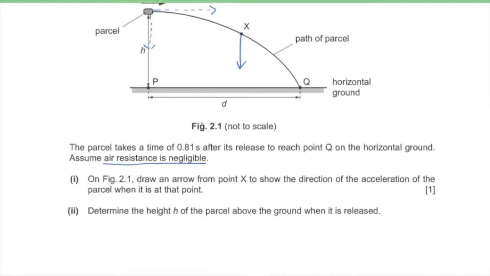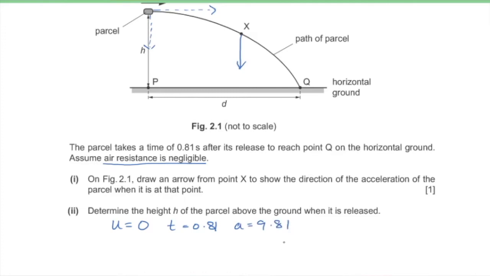Part 2, determine the height h of the parcel above the ground when it is released. So we'll consider the particle's vertical component in this part of the question. It will have initial speed 0 because it is traveling from a height and then reaching point Q. The time taken is the same for both components, meaning 0.81 seconds for the horizontal and vertical paths of its motion. So t equals 0.81 seconds. It takes this amount of time to reach Q. And acceleration is 9.81 since we are neglecting air resistance.